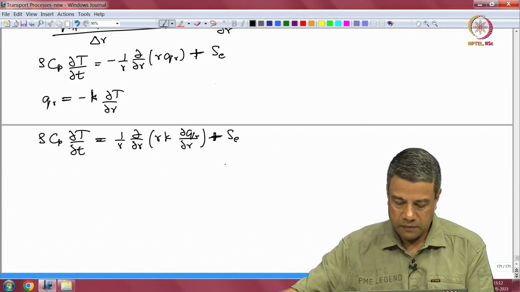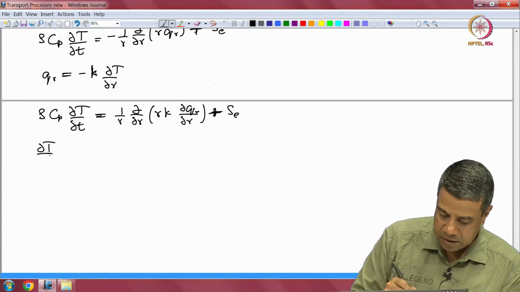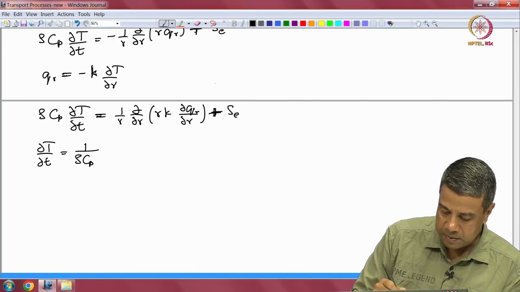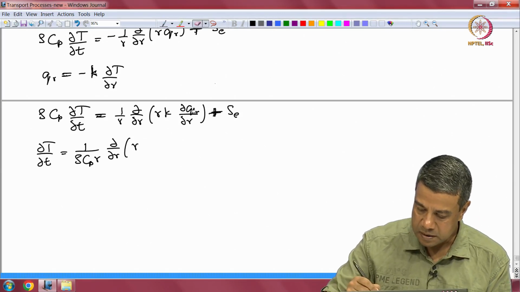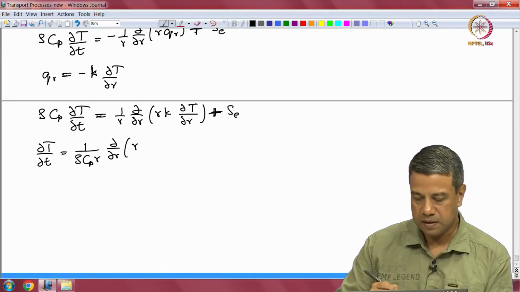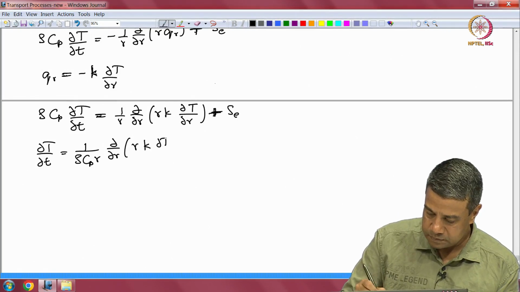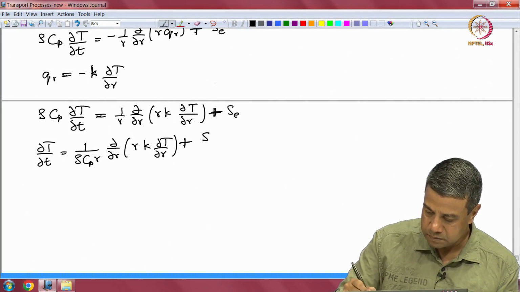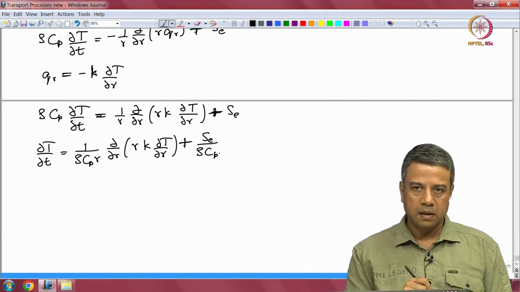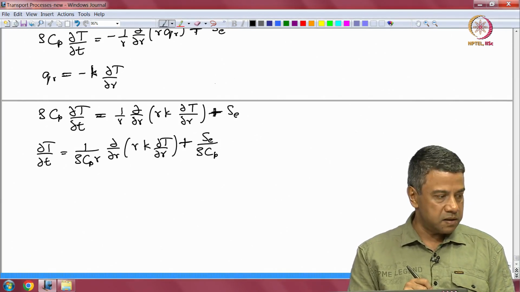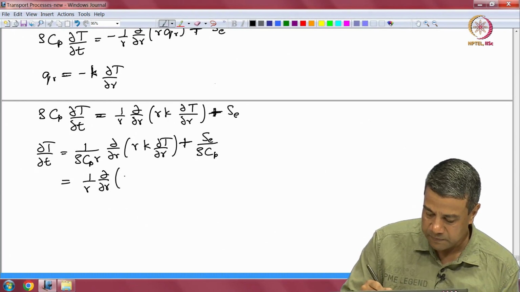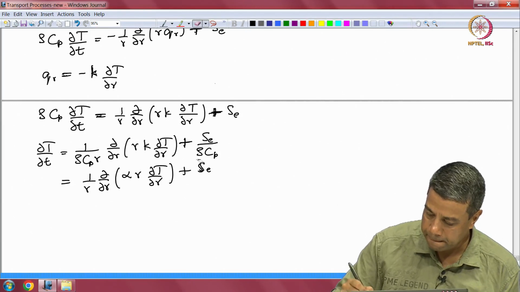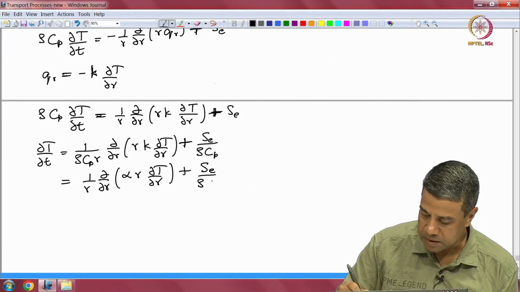Okay. And I can divide throughout by rho Cp. Okay. So, I will get partial T with respect to time is equal to 1 by rho Cp r, my apologies here, I substituted for this in terms of temperature, so I should get partial T. And if the specific heat and the density are constants, I can take this inside and I will get 1 by r d by dr of alpha r partial T by partial r plus S_E by rho Cp. Okay.